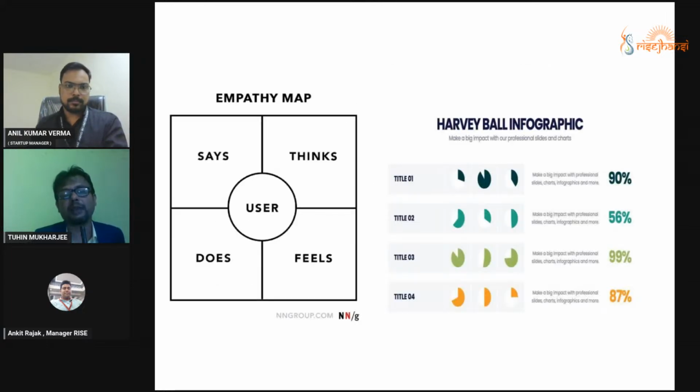Now, empathy map is very, very important. Who says what, they think, what they feel, and what they do. These are the users. These four portions of the user, for empathy you have to think: what is the user saying, what are they thinking, how are they feeling, and after that what are they doing. So this is a very important point. Empathy map is very, very important.